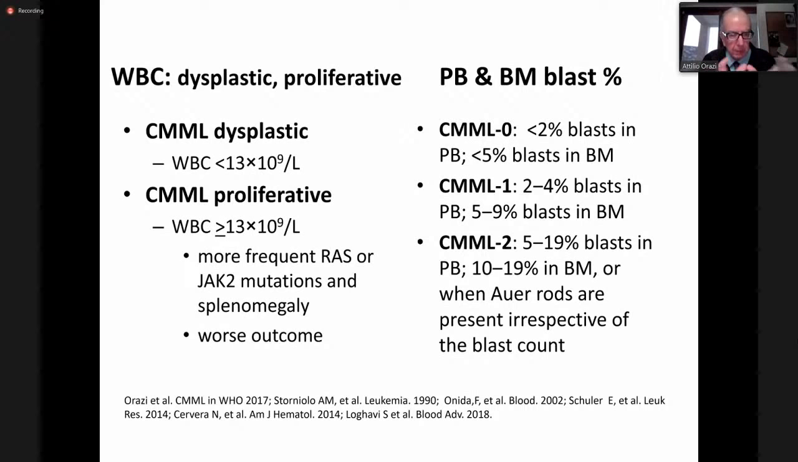And we know that the proliferative type has more frequent RAS. JAK2 mutation is more common in the proliferative type of CMML. JAK2 is present in about 5-10%. It's not very common, but it causes a problem, as you can imagine, in separating CMML from myeloproliferative disease. As far as the blast count, I don't have to read the cutoff for you.